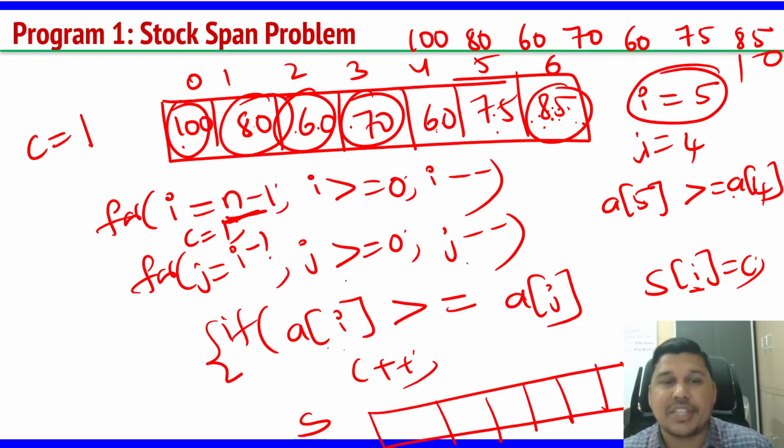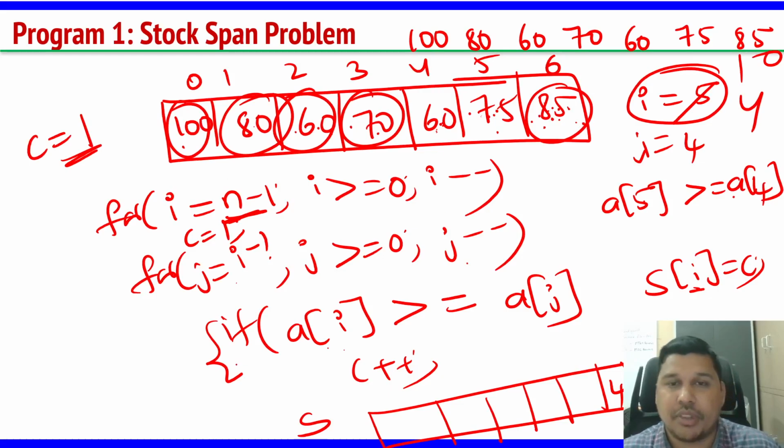So now I is 5, j is 4. Again, compare: is 60 less than 75? Yes. 70 less than 75? Yes. 60 less than 75? Yes. 80? No. So 4 times. It will increment 4 times. But why? Because C already is 1. So 3 times it will increment. C becomes 4. Again, I becomes 4. This way it will repeat the logic.